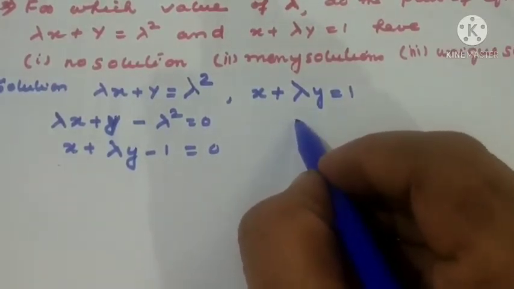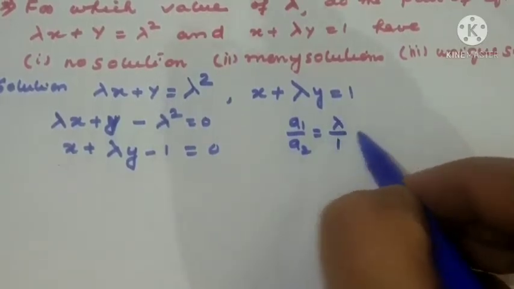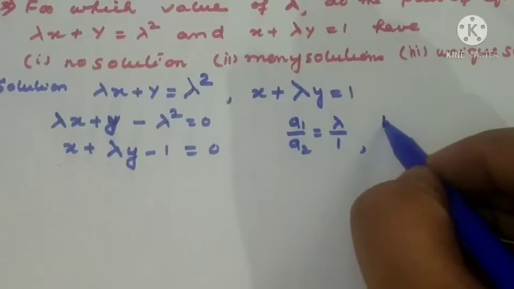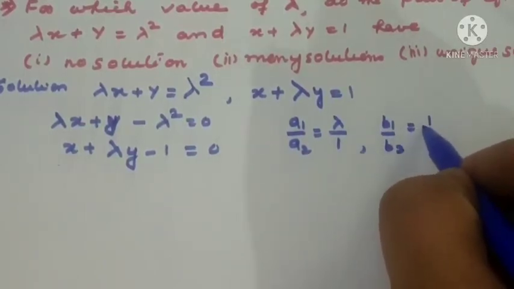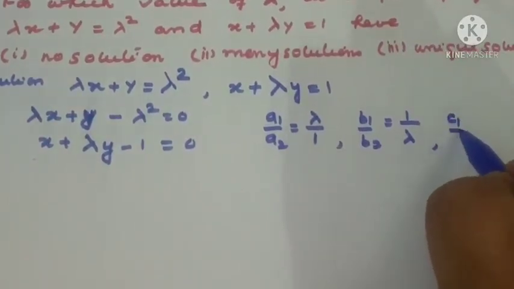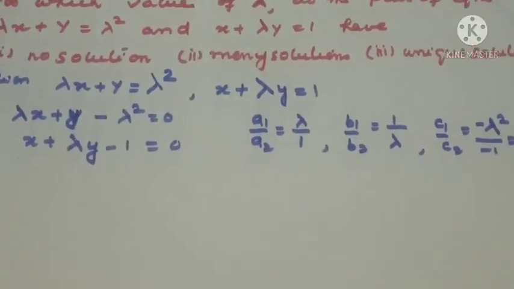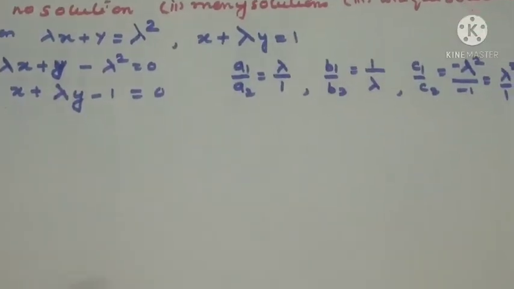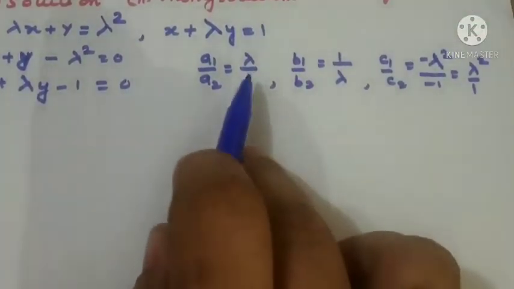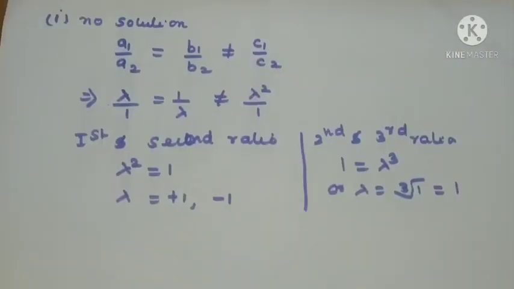a1 by a2 equal to lambda by 1. Next, b1 by b2 equal to 1 by lambda. Then what is remaining? c1 by c2 equal to minus lambda square by minus 1, equal to lambda square by 1, because ratio only we are writing. It's clear to you? It is lambda by 1, 1 by lambda and lambda square by 1.